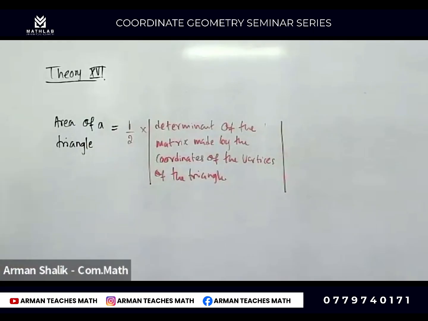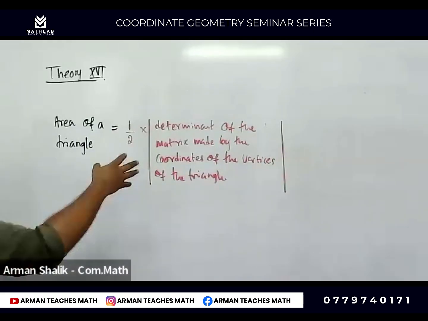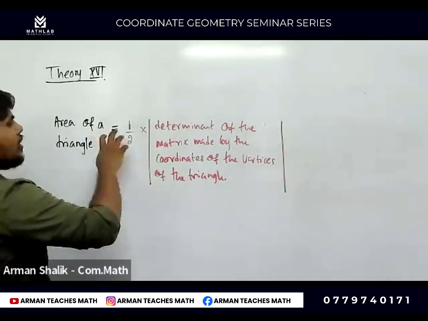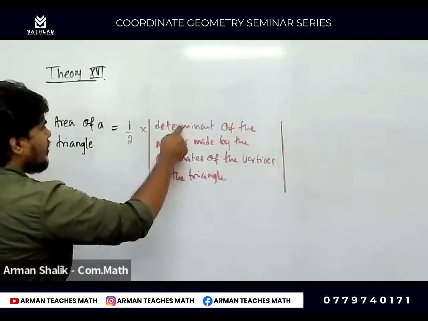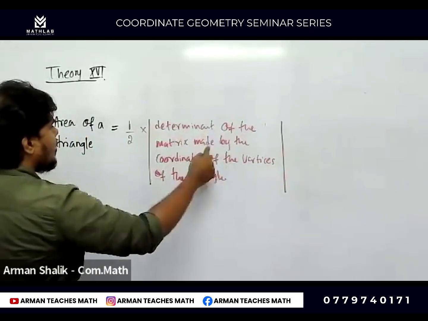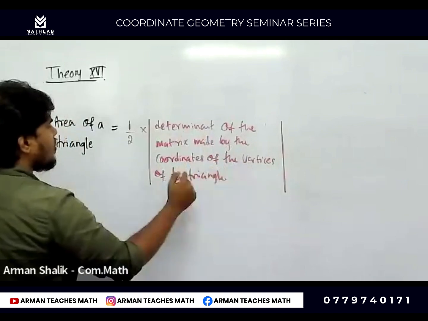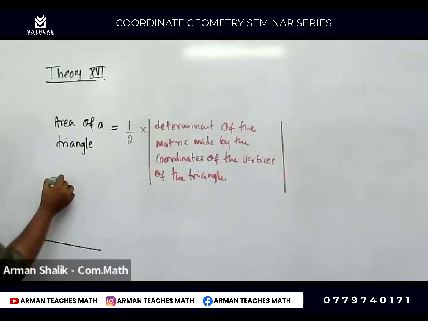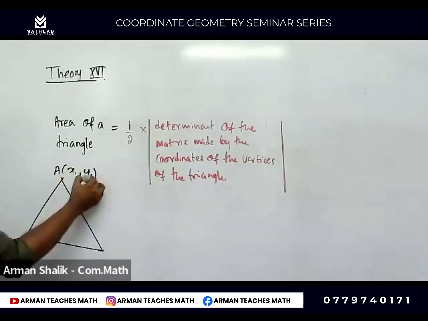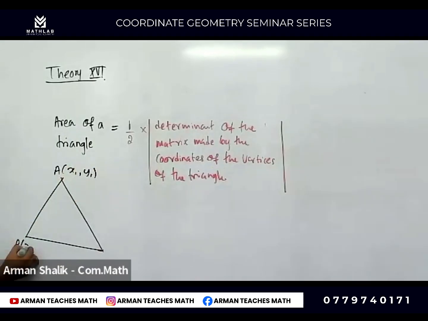Now don't write, listen. What is this? Area of a triangle is equal to half into absolute value of the determinant of the matrix made by the coordinates of the vertices of the triangle. So let's say you have a triangle and the 3 coordinates are A (x1, y1), B (x2, y2), C (x3, y3).